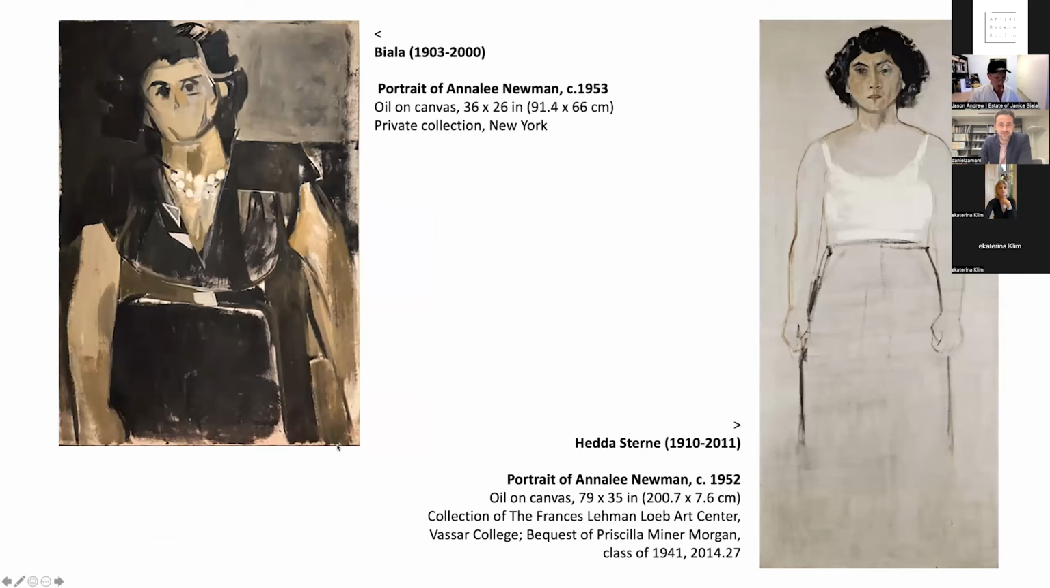Both artists shared great companionships with Jack and Wally Tworkov, Harold and May Rosenberg, Willem de Kooning and Elaine de Kooning, Barnett and Annalee Newman, as well as friendships in Europe with Victor Brauner and Alberto Giacometti. Their friendship with Barnett and Annalee Newman is reflected in portraits of Annalee painted around the same time. Biala's is on the left and Hedda's is on the right.